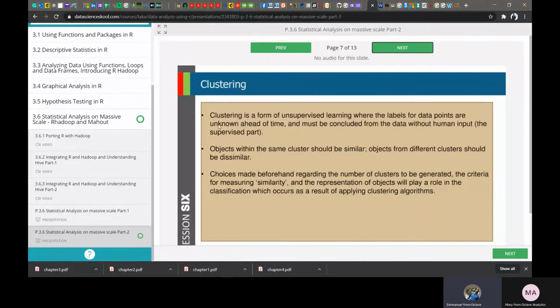And also talking about clustering, which is a form of unsupervised learning where the labels for data points are unknown ahead of time. So you can see this and have a clear picture of why classification is supervised. You are right, classification is supervised learning. Clustering must be concluded from the data without human input.